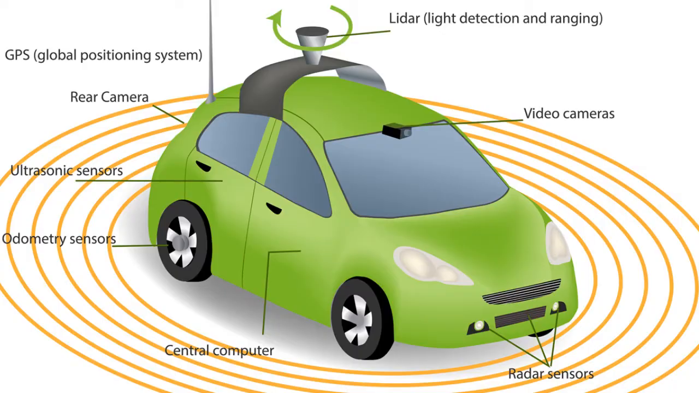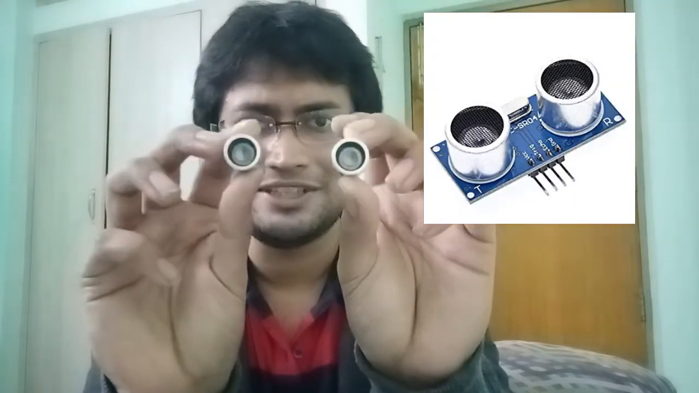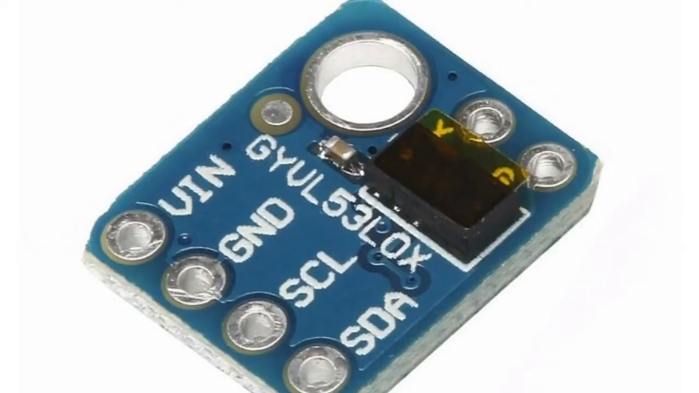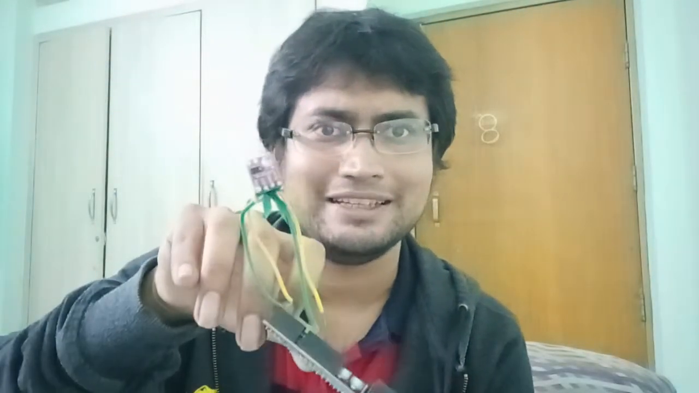So today we are going to study about LIDAR. LIDAR stands for light detection and ranging. So it is a form of tool to measure distance. Normally in our projects we use this type of sensor which is called an ultrasonic distance measurement sensor. But there is also a new type of sensor called VL53L0X, which is a LIDAR sensor. So the sensor looks like this and it is a powerhouse.